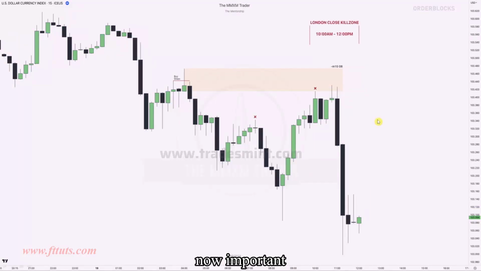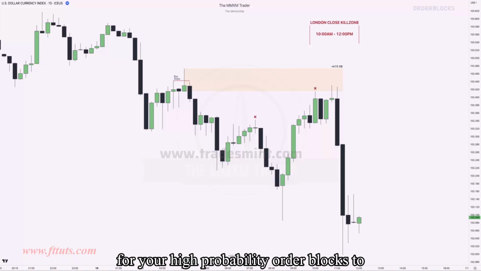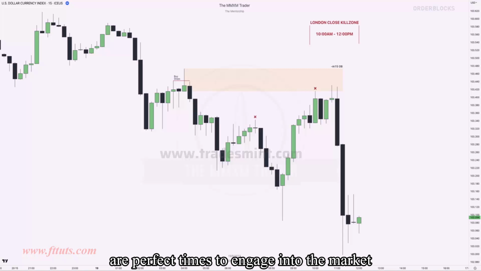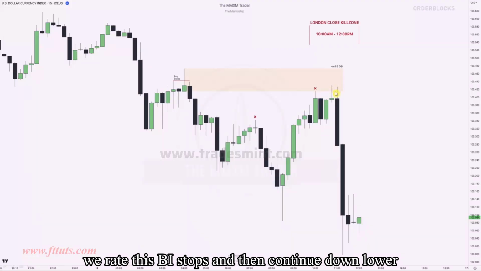Now, important, time is more important than price, right? You want to be in a specific kill zone for your high probability order blocks to function correctly. So London kill zone, New York kill zone, even London close kill zone are perfect times to engage into the market. And we can see over here with London close, we raid these buy stops and then continue down lower.